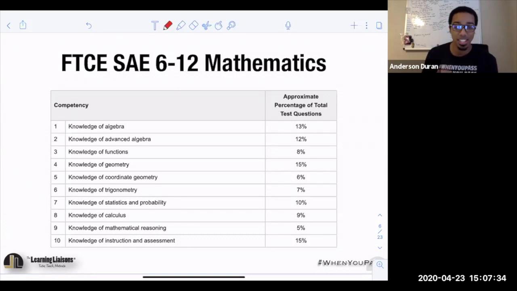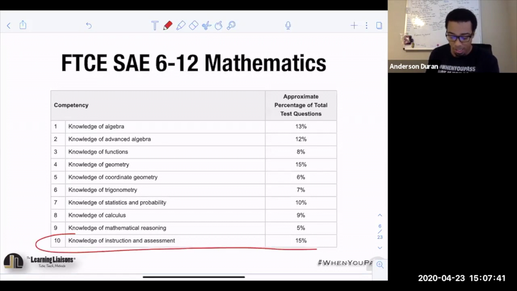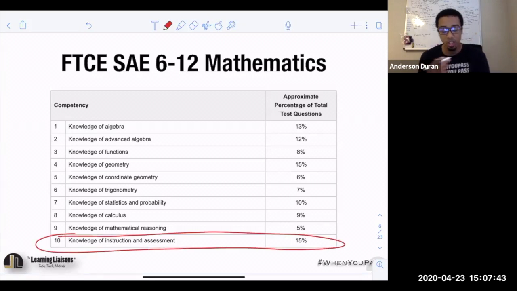The only thing that is not on the Praxis is competency 10. This is the knowledge of instruction and assessment. This is where you'll be answering questions regarding how to teach the math that you are doing. So it's a very different thing. This is a component that all SAE exams have for the FTCE, but not the Praxis content. They have a separate test for teaching it, but that is the only difference at all.